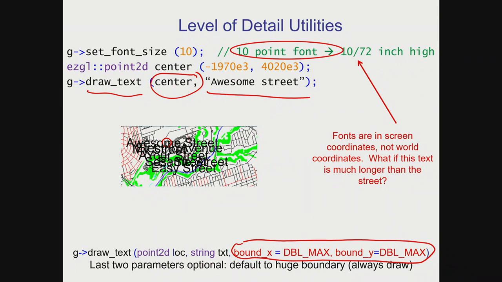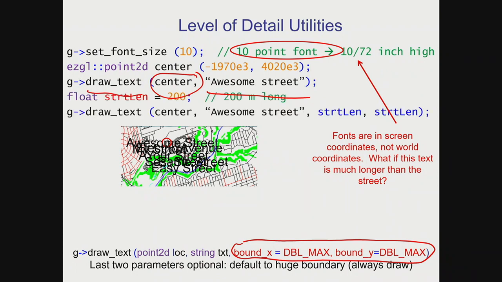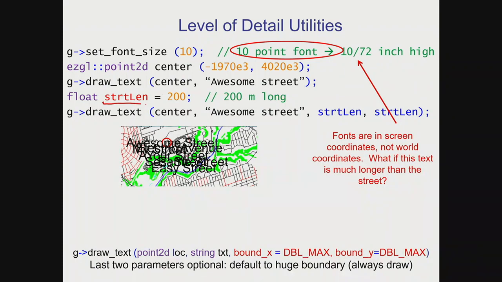But if I want to, I can say things like, okay, I know that this street is 200 meters long, and I'm using a coordinate system. My world coordinate system is in meters, so 200 meters is a perfectly reasonable length value. It matches my coordinate system. And I could basically say, I want to pass that street length in as both my bound X and my bound Y to this draw text routine.